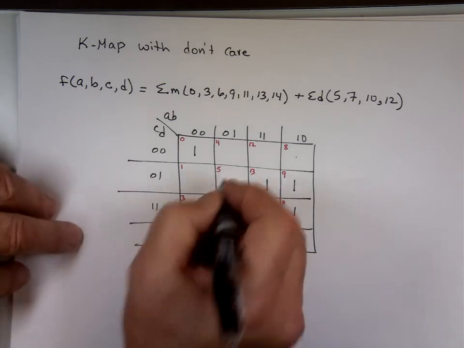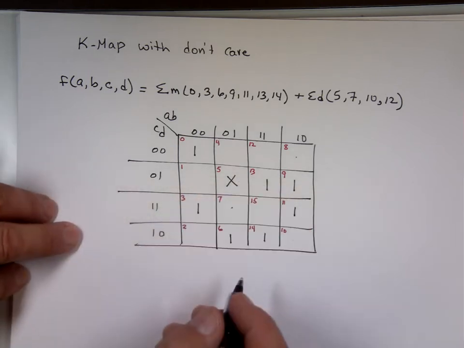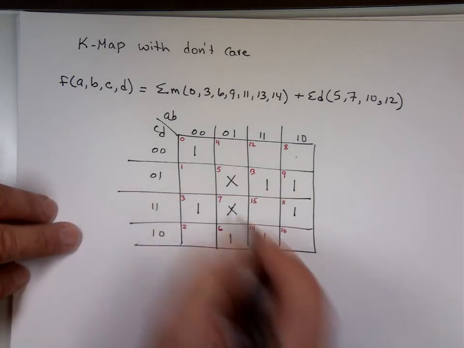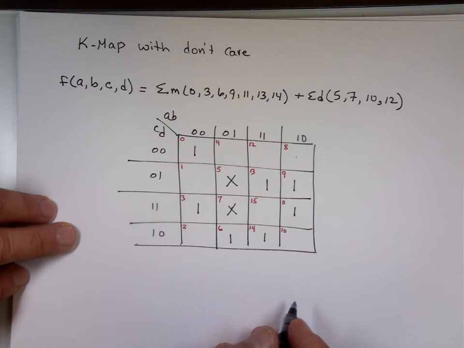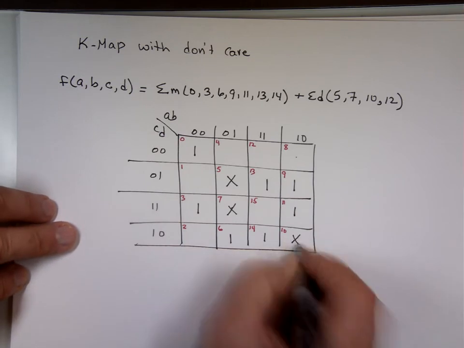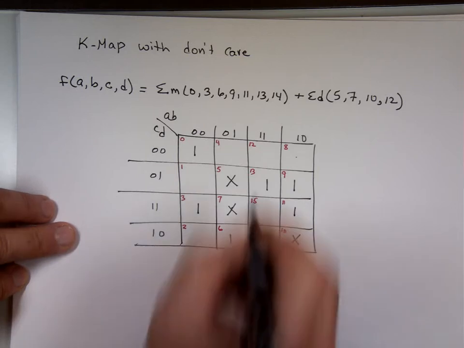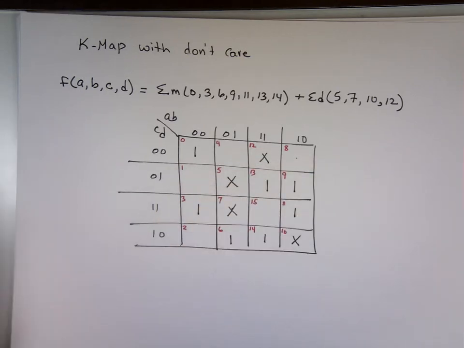Now at 5 I have a don't care, we use X. At 7, I get a don't care, I'll use X. At 10, I get a don't care, I'll use X. At 12, I get a don't care. And let's read that again, because it's don't care, you can either make it 1 or 0 if it helps you.